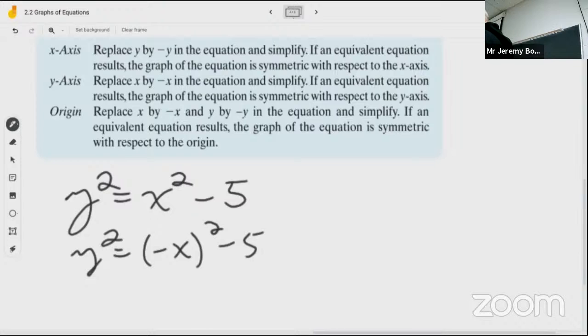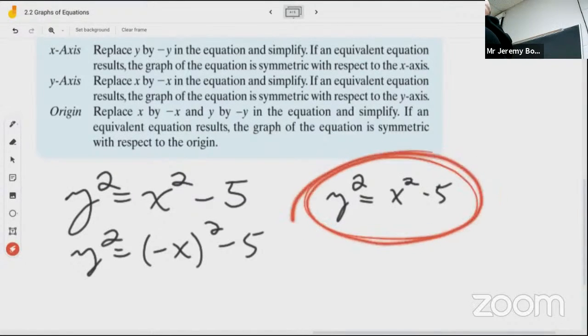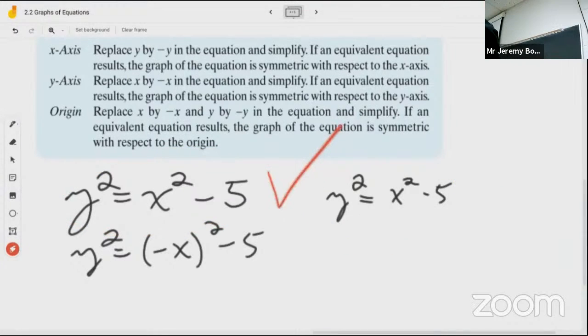And we can evaluate that. So this would be y squared is equal to negative x squared. We can evaluate that to just be what? X squared. And so is the equation we end up with here equivalent to that one there? Yes, it is. So this is symmetric with respect to the y-axis. Any questions on that?